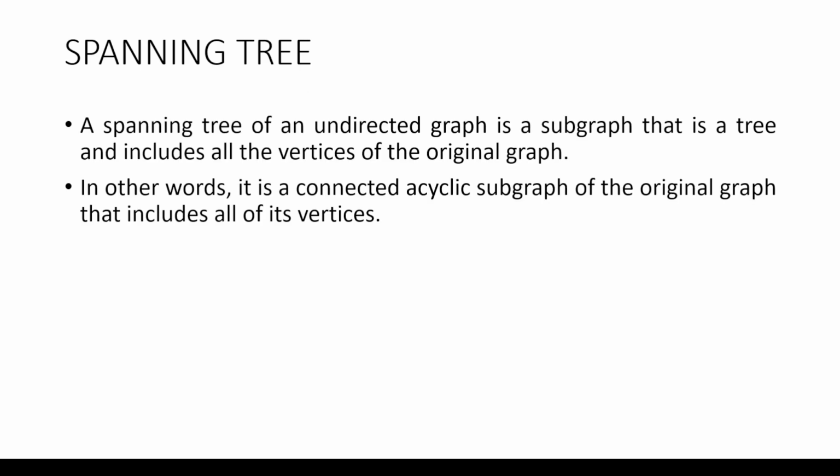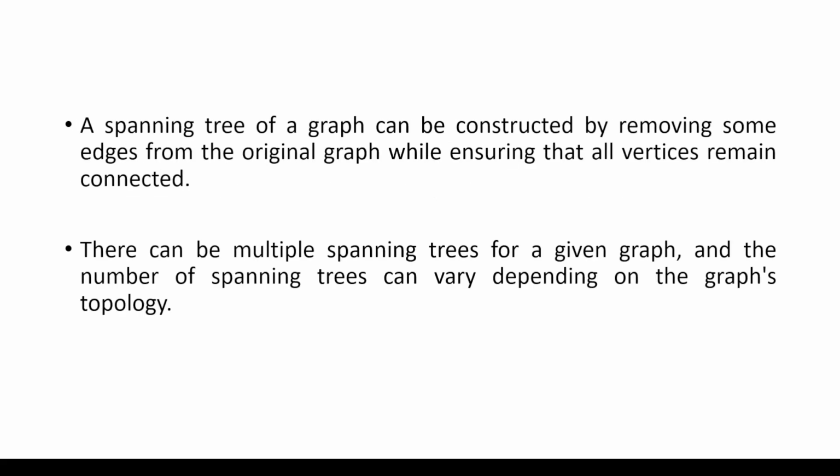So let us discuss spanning trees today. A spanning tree of an undirected graph is a subgraph that is a tree and includes all the vertices of the original graph. In other words, it's a connected acyclic subgraph of the original graph that includes all of its vertices. So how do we construct a spanning tree?